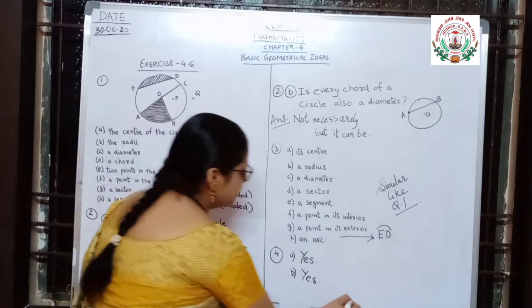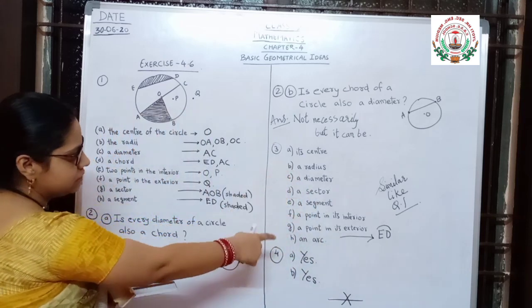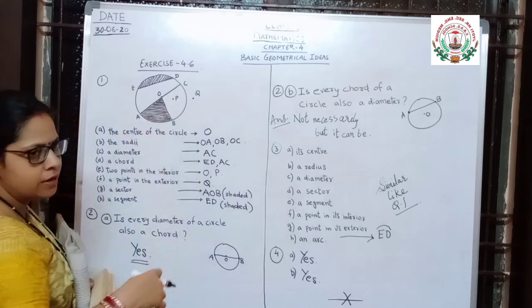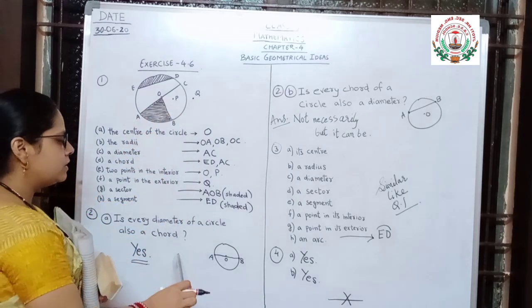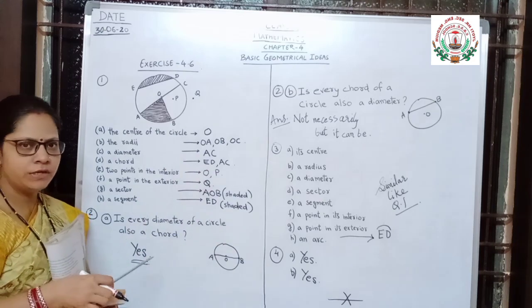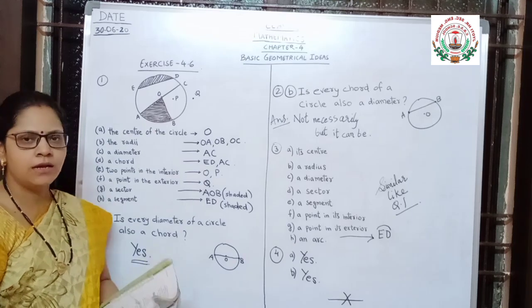So here we have completed the exercise. This question number 3, you have to draw the circle and mark these points. It is just similar to question number 1 and all this I have explained. So this completes exercise 4.6. In this way we have completed this chapter, basic geometrical ideas.